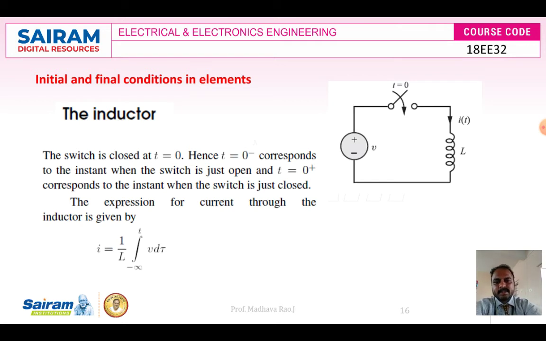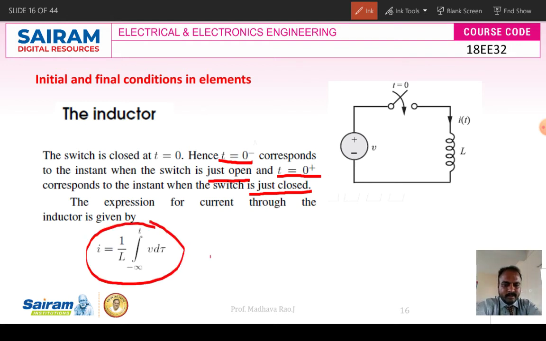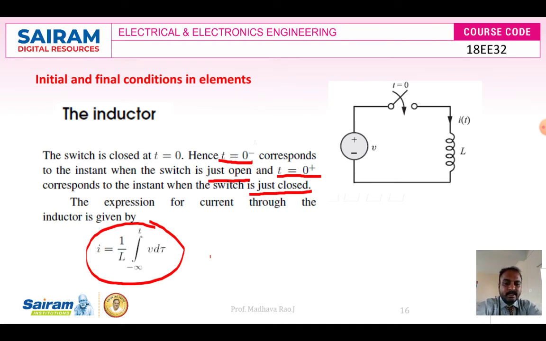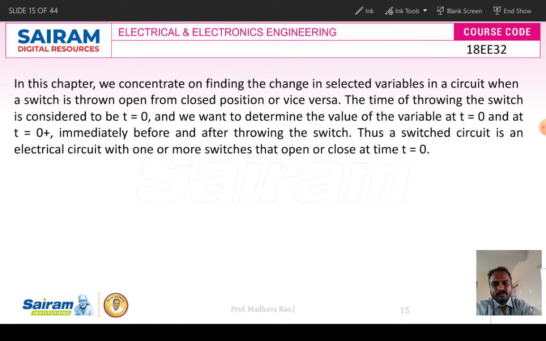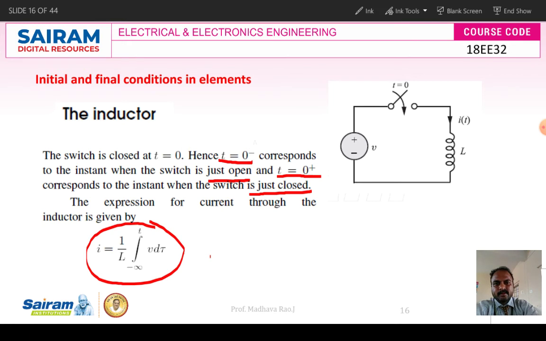T is equal to 0 plus represents just closed, and T is equal to 0 minus represents just open. So here the current through this inductor is I is equal to 1 by L integral from minus infinity to T. This is the formula we have to use. Once we use this formula, we have to change the limits. Here the limits are minus infinity to T.